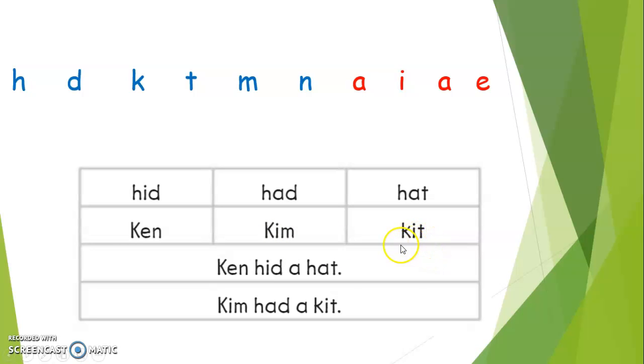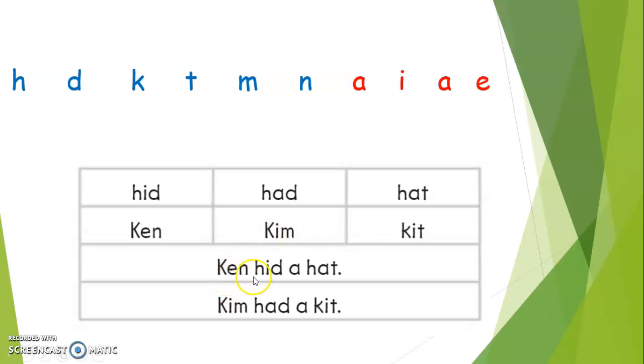/i/, /t/, kit. Let's read these the fast way. So I'm going to put the cursor over the word and you read the word. Hid, had, hat. Ken, Kim, kit. Now that you know these words, you can read this sentence.